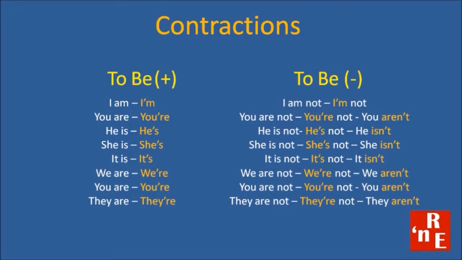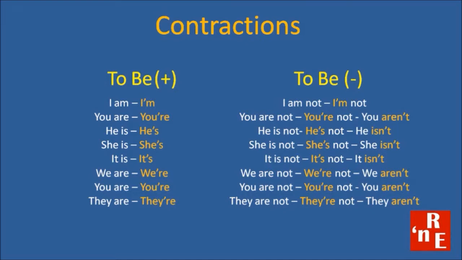And this is very interesting. We have two ways to contract all the pronouns except I. As we see, I am not, we contract like I'm not. So you are not, we contract you are not like you're not or you aren't. The same is for he is not, could be he's not or he isn't. And as we see, we have two ways. Don't worry, the meaning is the same.